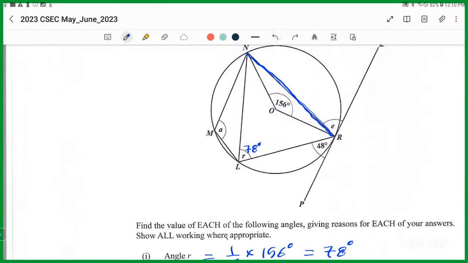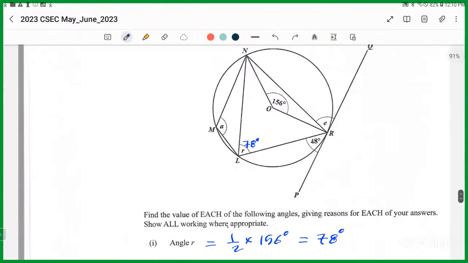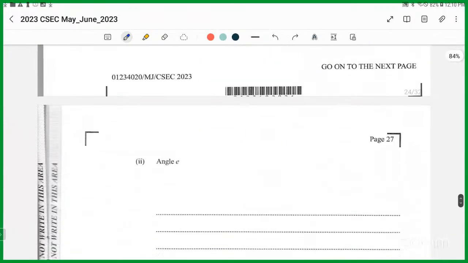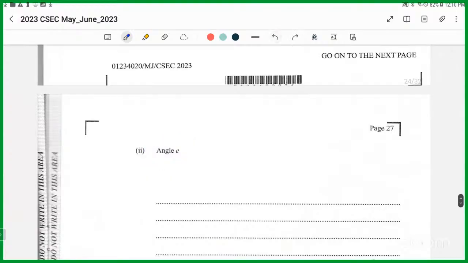So I see that already, even without seeing the question yet. What's the next question? Same thing, angle E. It's equal to 78 degrees. Angle E equals 78 degrees, same as the one at R. You can put R if you want. It's equal to angle R, which is equal to 78 degrees.